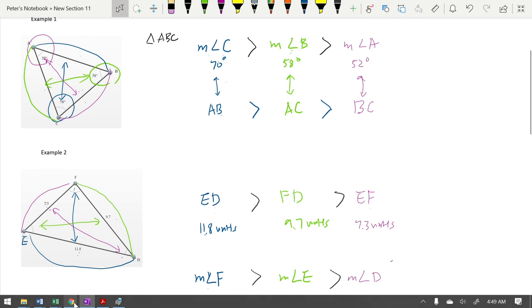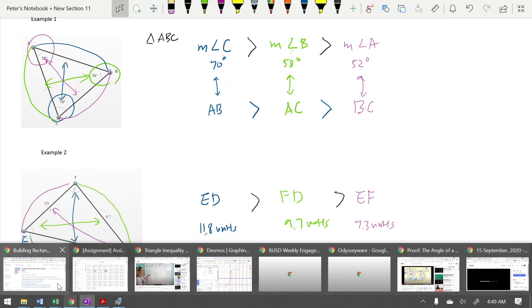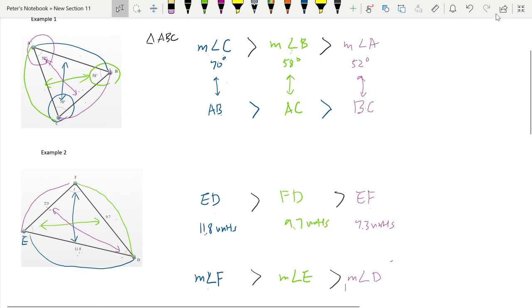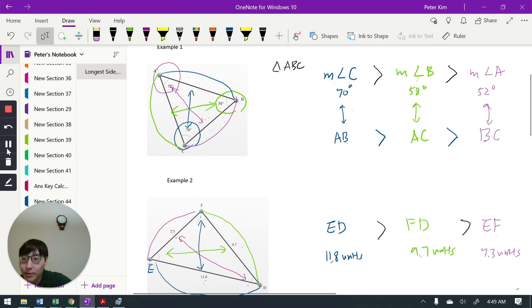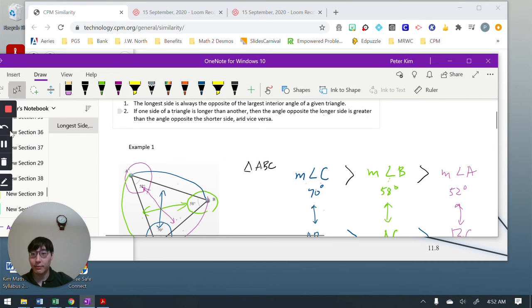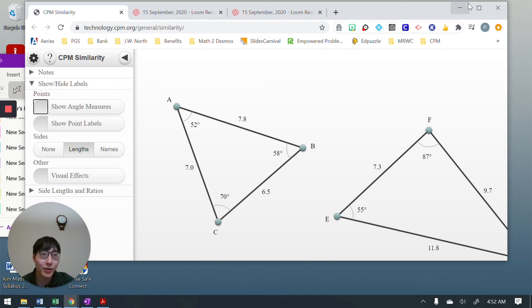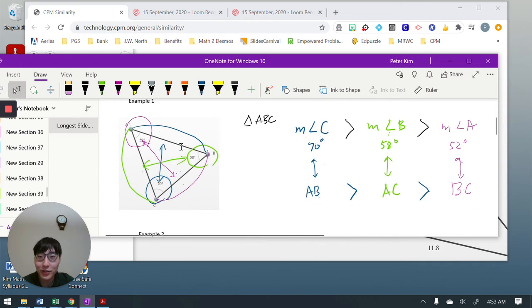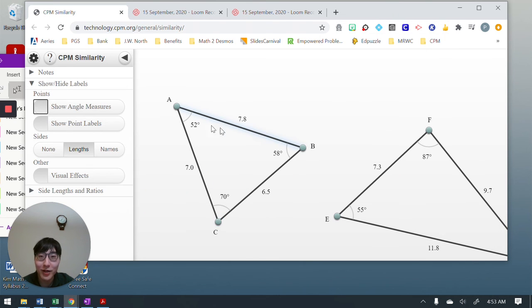And I said I was going to show you one thing from, let's see, give me a second on this. All right, so I was able to find it. So it should be CPM similarity here. So let's take a look at it. Yeah, so this was the very first example triangle, right, where you had a 70, 58, and 52.